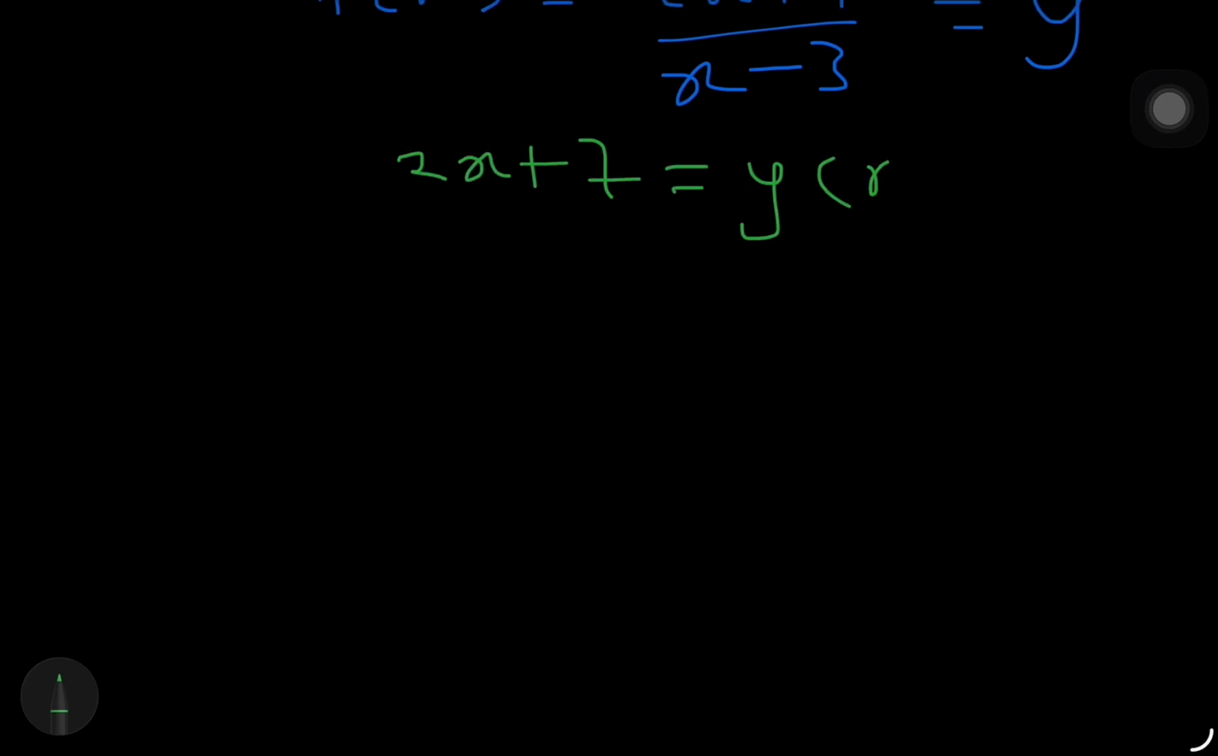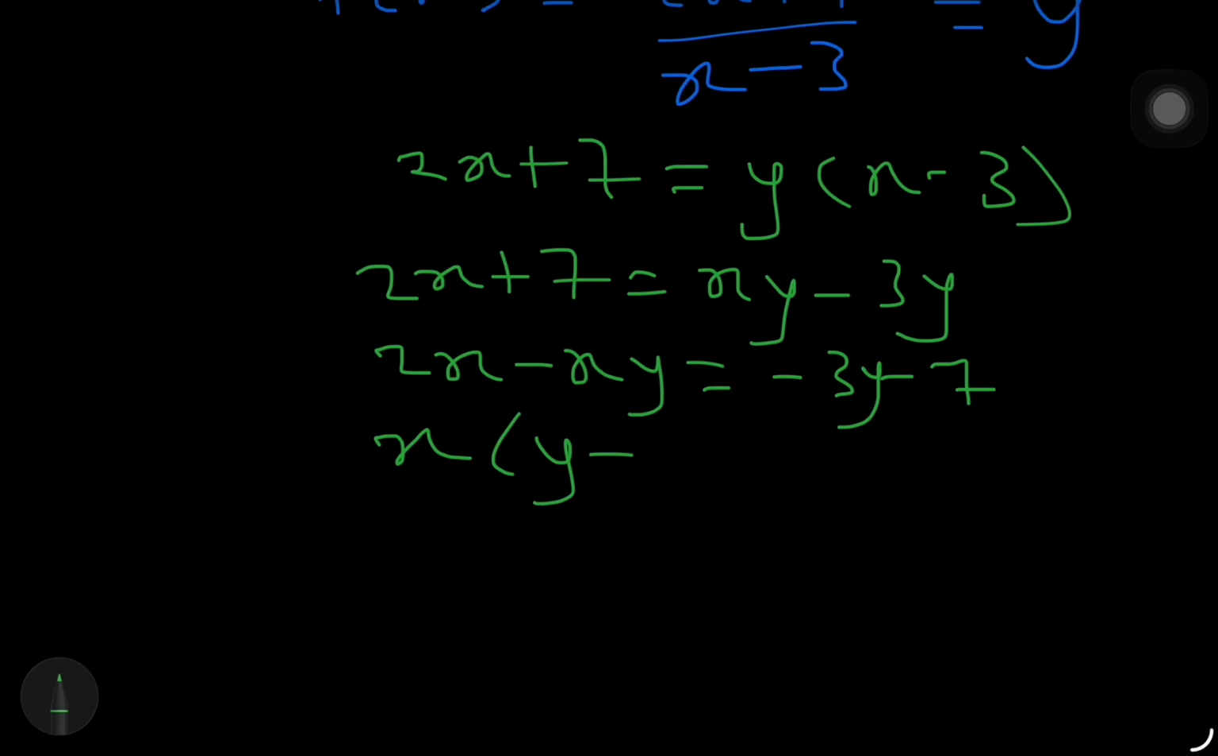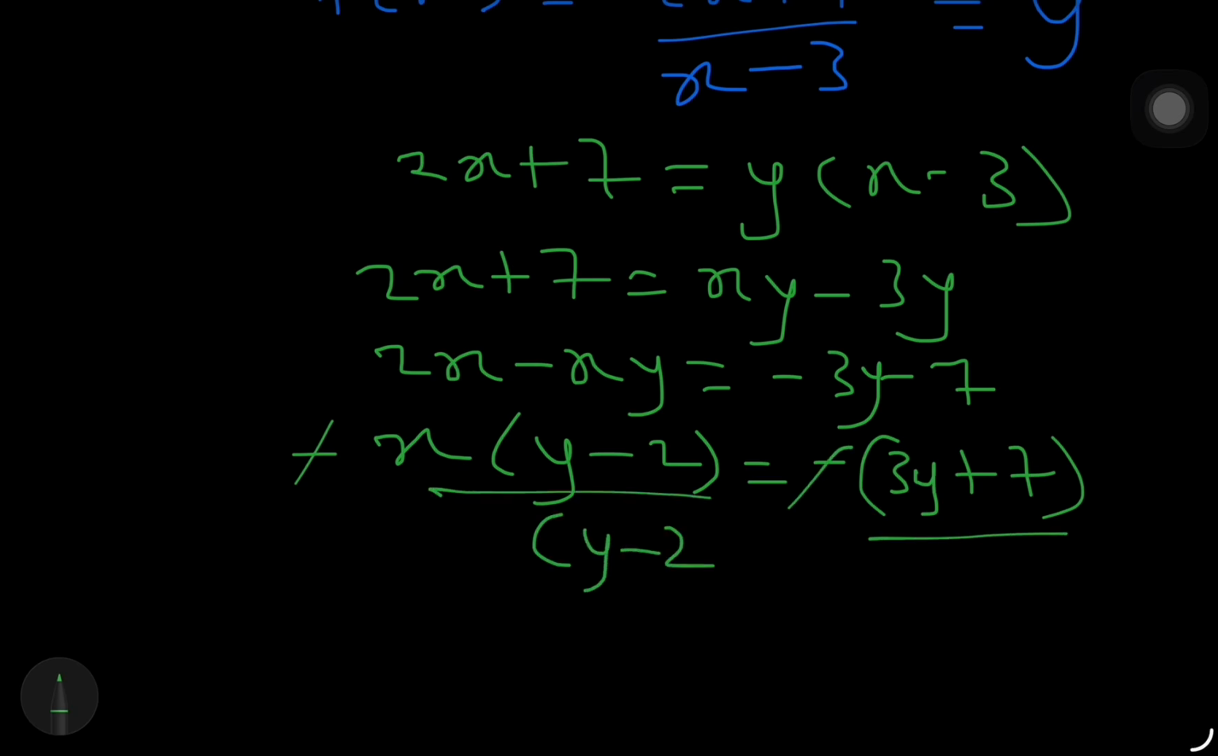2x plus 7 equals y multiplying x minus 3. Cross multiplying, we get 2x plus 7 equals xy minus 3y. Making x the subject, we group all x's on one side, so 2x minus xy equals negative 3y minus 7. x can come out, we get x times 2 minus y equals negative 3y plus 7 in a bracket. This negative takes care of this. We divide both sides by 2 minus y.